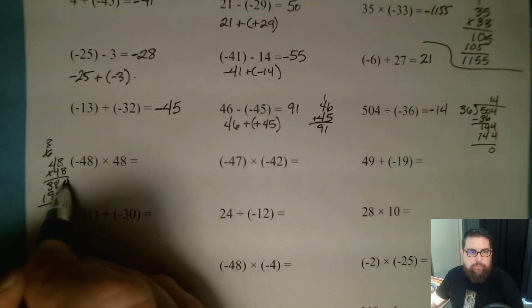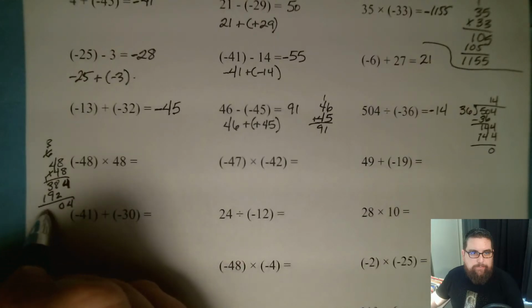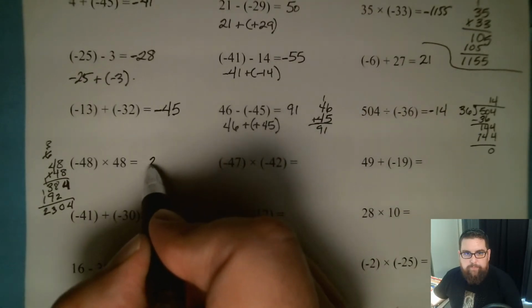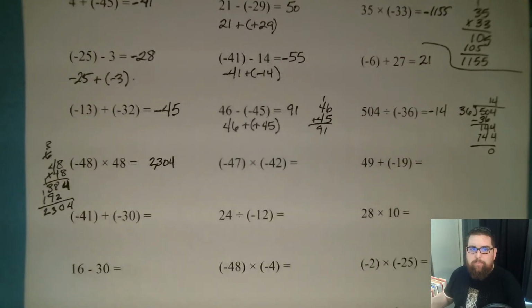Adding together our partial products, 4 plus nothing is 4. 8 plus 2 is 10. Carry the 1. 1 plus 3 plus 9 is 13. Carry the 1. And we get 2,304. And then we look, are our numbers having the same sign or different signs?